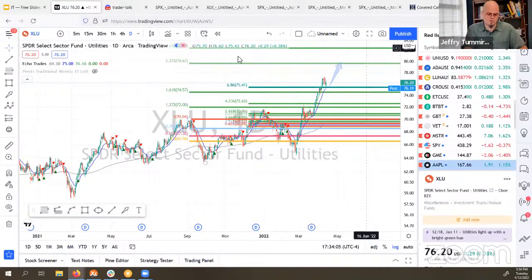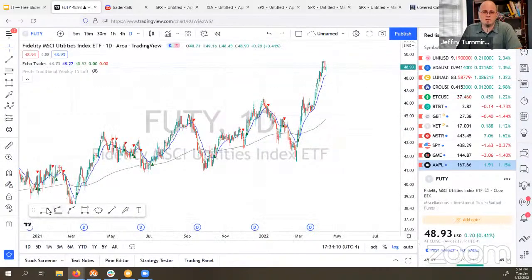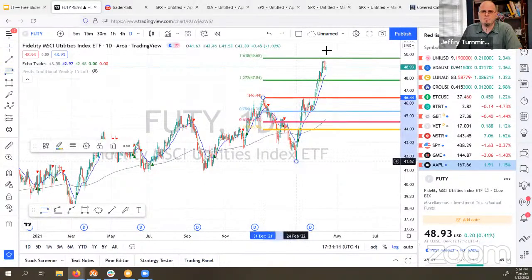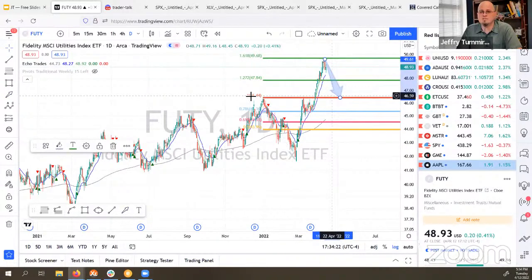All right, FUTY. And that one's probably running up into resistance. Nope, right there on the 1618. Right now, if it doesn't break back above that, I would expect a return back to this 46 level. So keep an eye on that one.